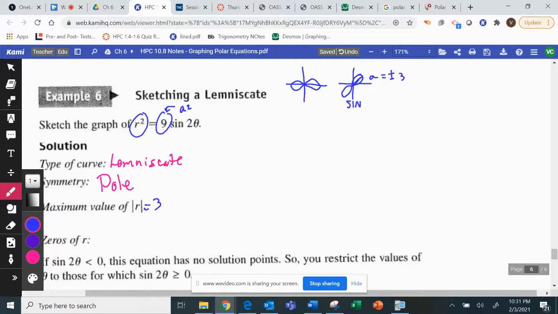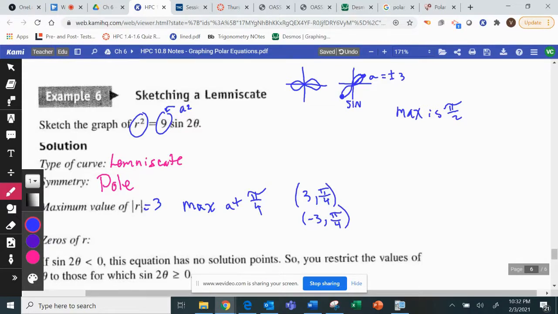And then also, the maximum of sine is typically at pi over 2. So since this is a 2 sine, our max is going to be at pi over 4. And so we either have ordered pairs of 3, pi over 4 or negative 3, pi over 4. That's going to give you this point here and this point down here, the 3 pi over 4 and then the negative 3 pi over 4.